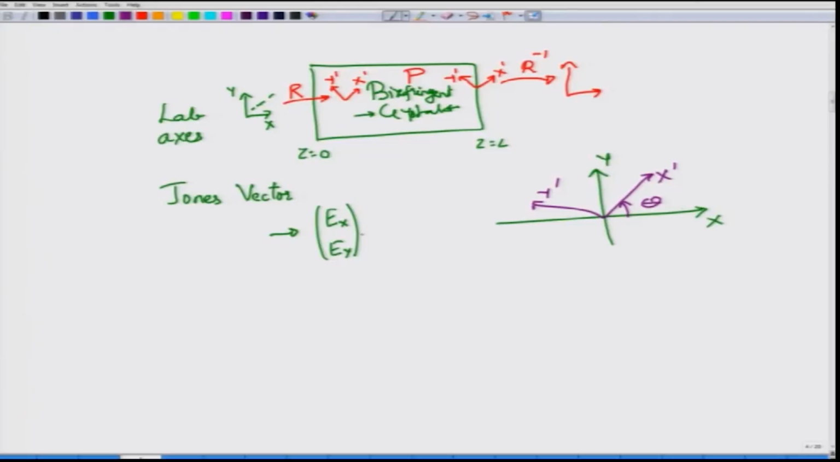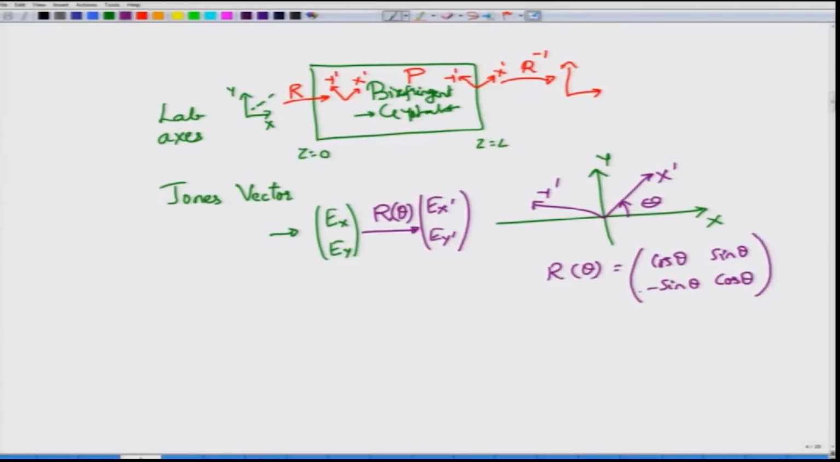And you can transform any vector which is in the x y coordinate to the vector in the x prime y prime coordinate by multiplying the vector by the coordinate transformation matrix R of theta, which you can show is a 2 by 2 matrix given by this one. Okay. So, when you multiply this Ex Ey vector, which is the Jones vector in the lab axis, with R of theta, you obtain this as Ex prime Ey prime, the vector in the birefringent crystal.